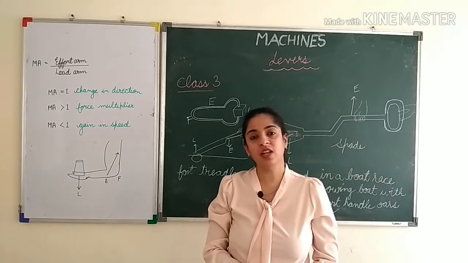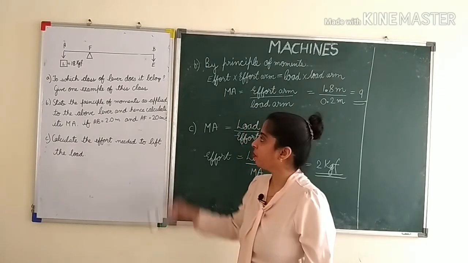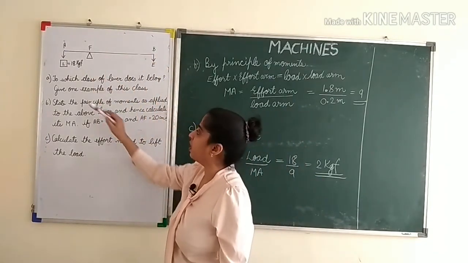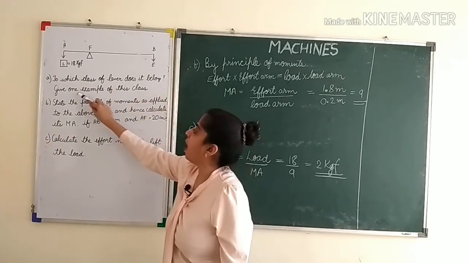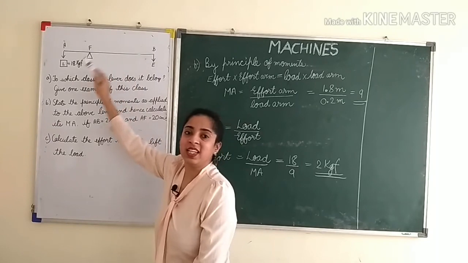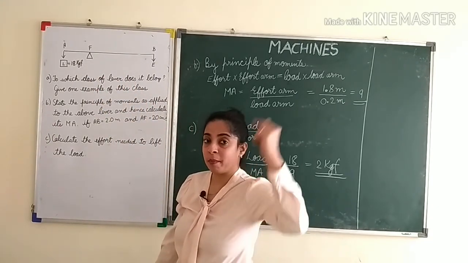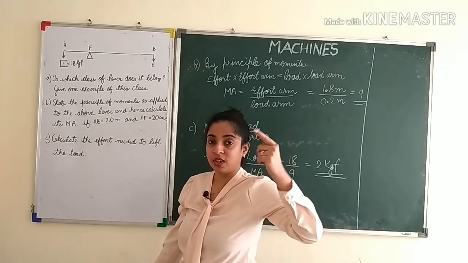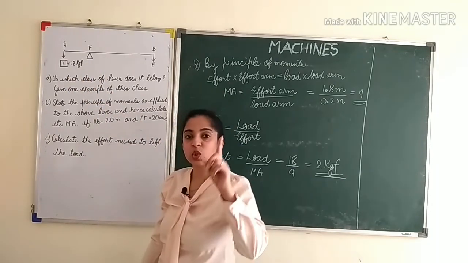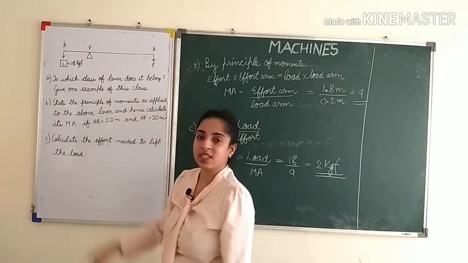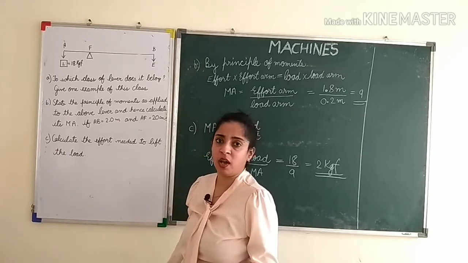Now let's go ahead with the numericals of this chapter. Let's have a look at this example. Here they have given the diagram and they have asked to which class of lever does it belong, and give one example of this class. Seeing the diagram, it's very clear that fulcrum is in between. So remember FLE, F-L-E, F was first. So fulcrum is in between. So this is class 1 type of lever. Now give one example of this class. You can give any example, scissor, plier, seesaw, anything.